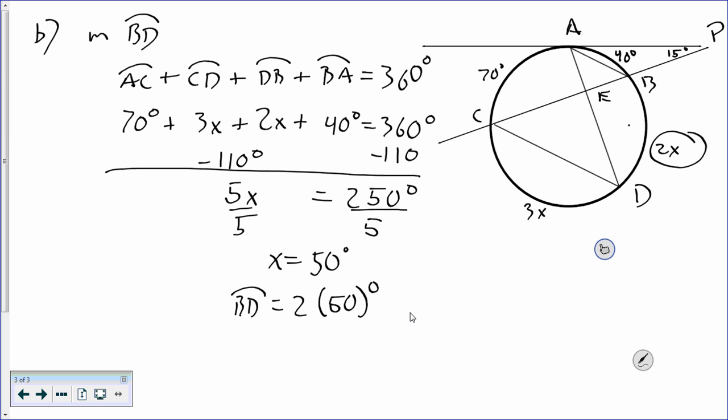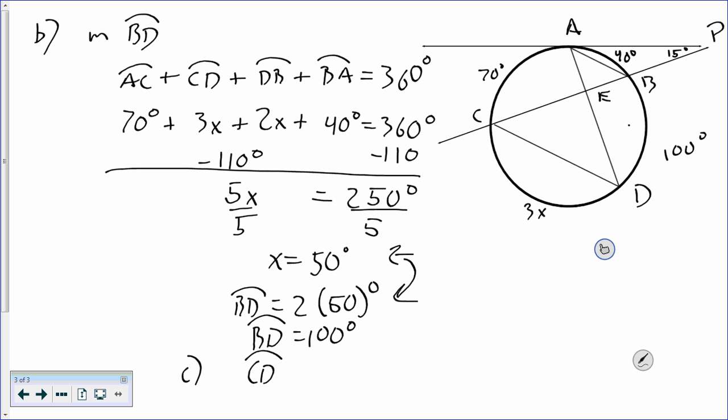I know a lot of times you feel like you've won when you get to this point. Do yourself a favor, okay? So 2x is going to be 100 degrees. So BD is equal to 100 degrees. Good? No worries there. I believe the next part is what's CD? Well, CD is equal to 3 times 50, which makes this 150 degrees right here.